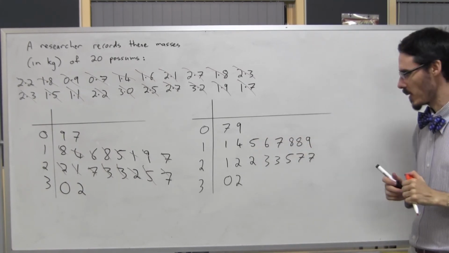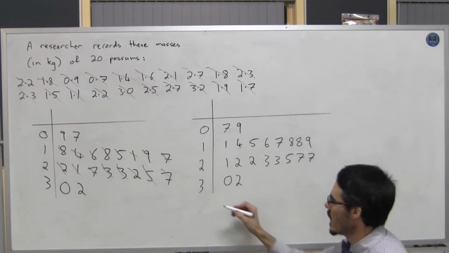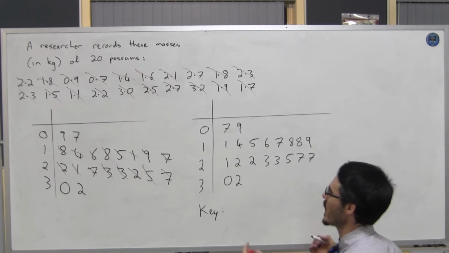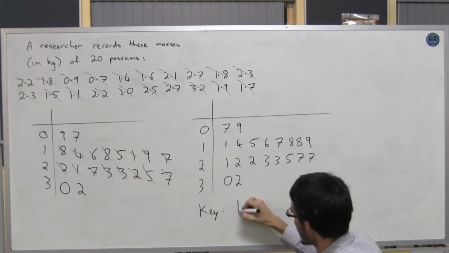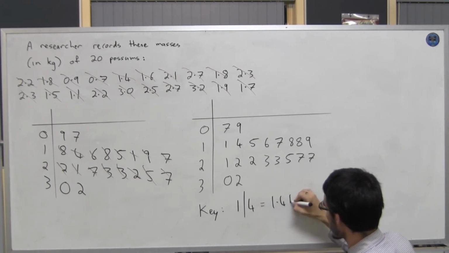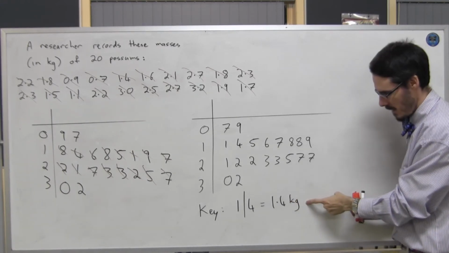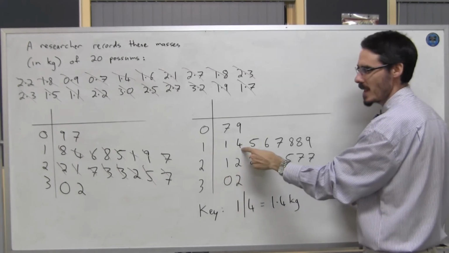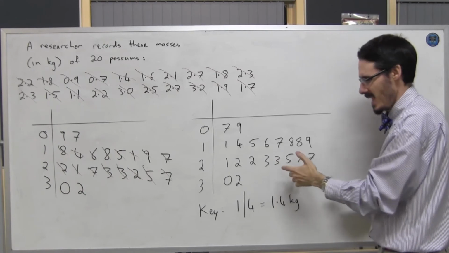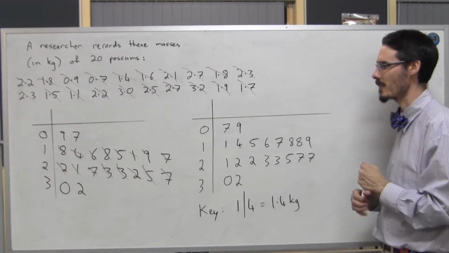There's my stem and leaf plot, but I need a key to interpret those numbers. So the key says, pick any data point. Let's go 1 straight 4 just for fun. 1 line 4 means 1.4 kilograms. You see, without this key, I might think that's 14 minutes or 23 miles. I need a key to tell me what these numbers mean. And there's my stem and leaf plot.